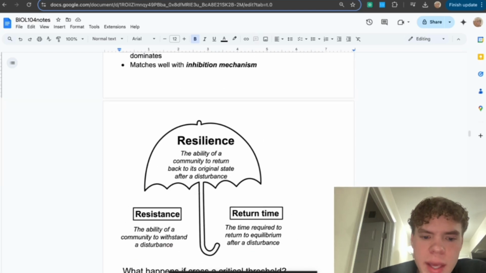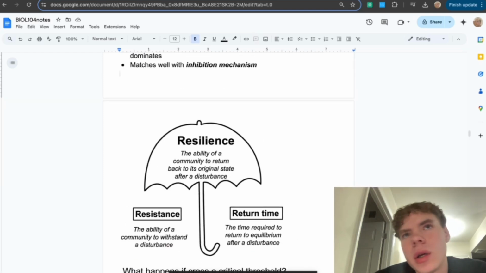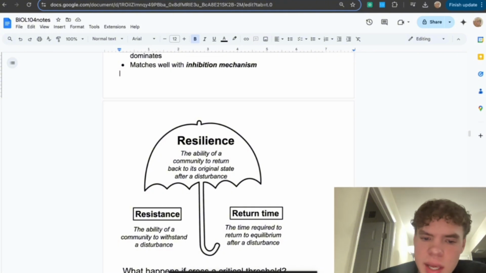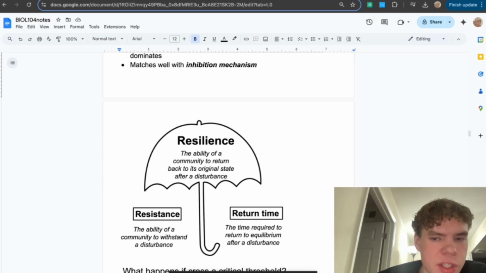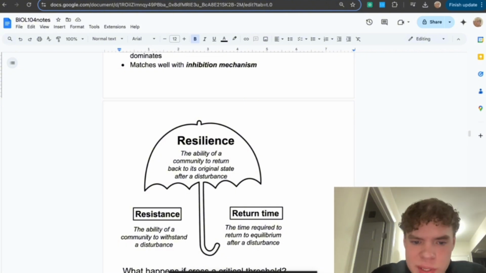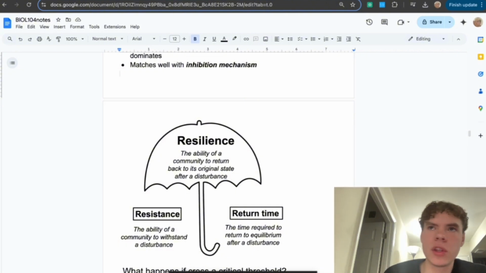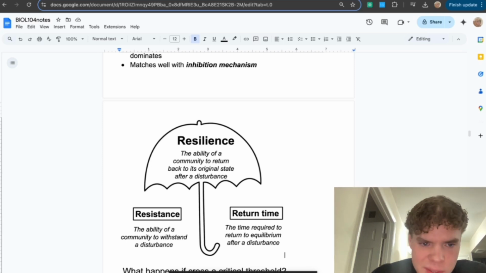So if we have a species that has a low resistance and a low resilience, it's probably eventually going to go extinct, because it's only going to take so many disturbances before the community or species just never recovers at all. That makes sense.